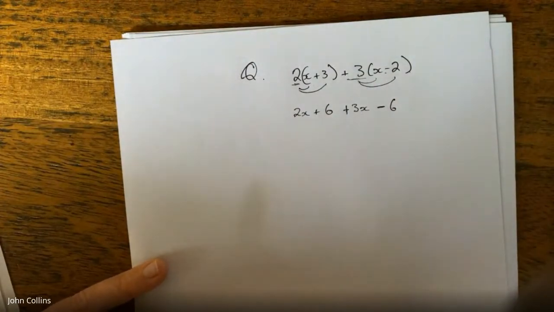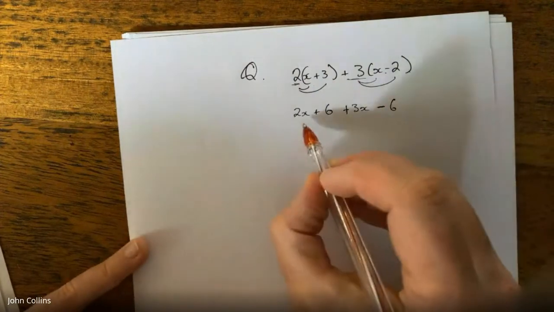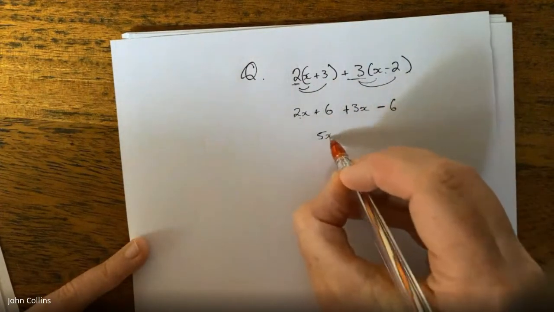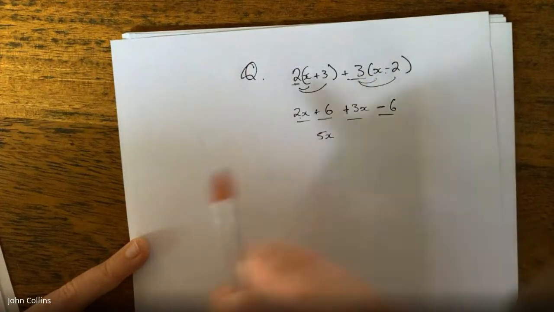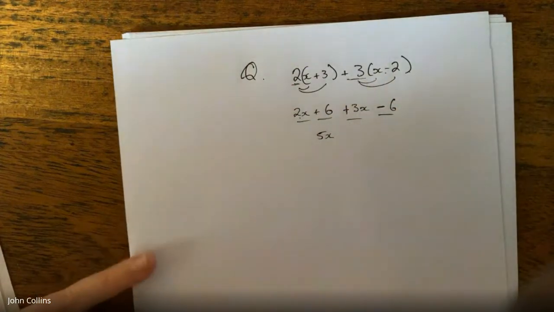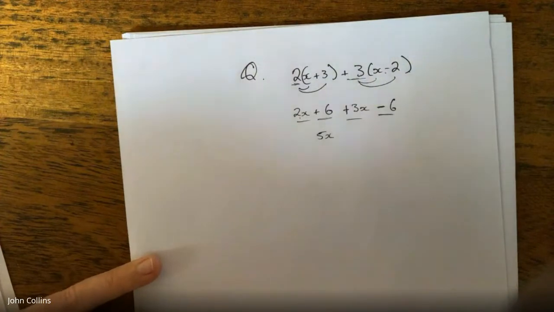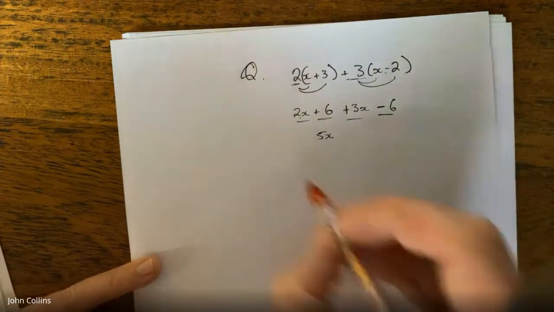Now I need to simplify it. So 2x plus 3x is 5x's. So they're x's put together. The numbers, 6 take away 6 is the grand total, of course, 0. So my answer, I could put a 0 there if I want. My answer is just 5x. But Priyanka, I'm sorry, I think that was your second answer. So you're not out yet. Okay, let's do a slightly easier one.